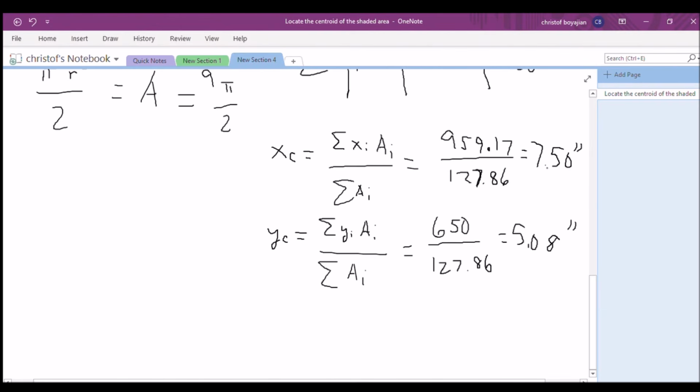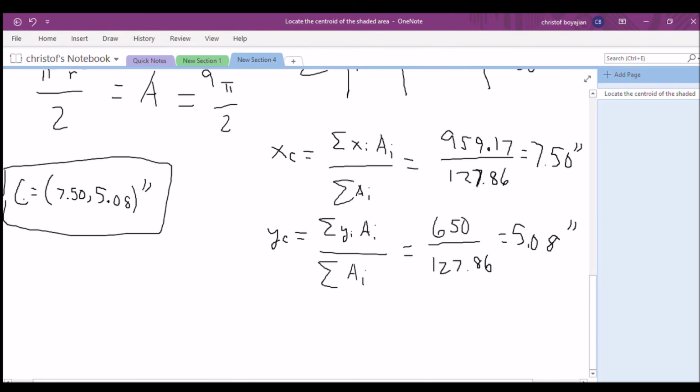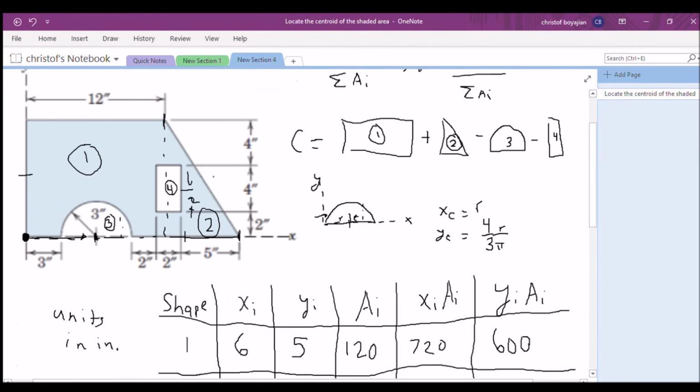All right, so there we go. That is the centroid, and I'll go ahead and rewrite this here. So our coordinates of the centroid are 7.50, comma, 5.08 inches. So this is our solution set of this monster.